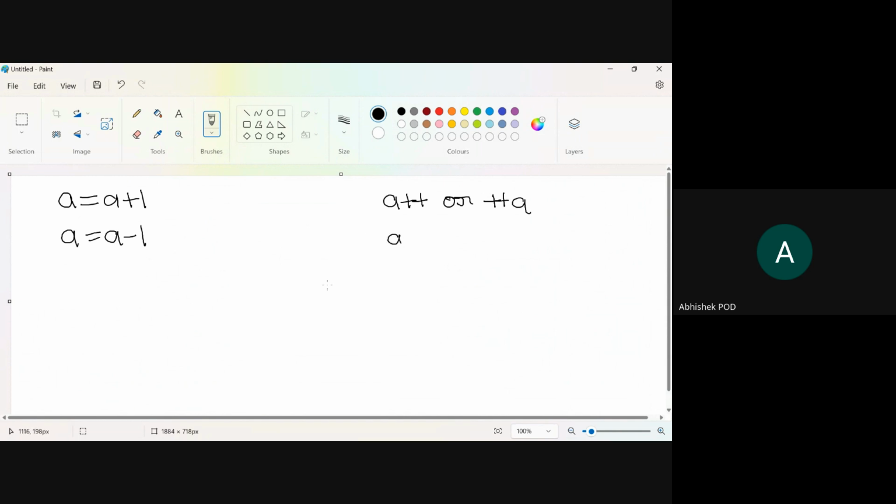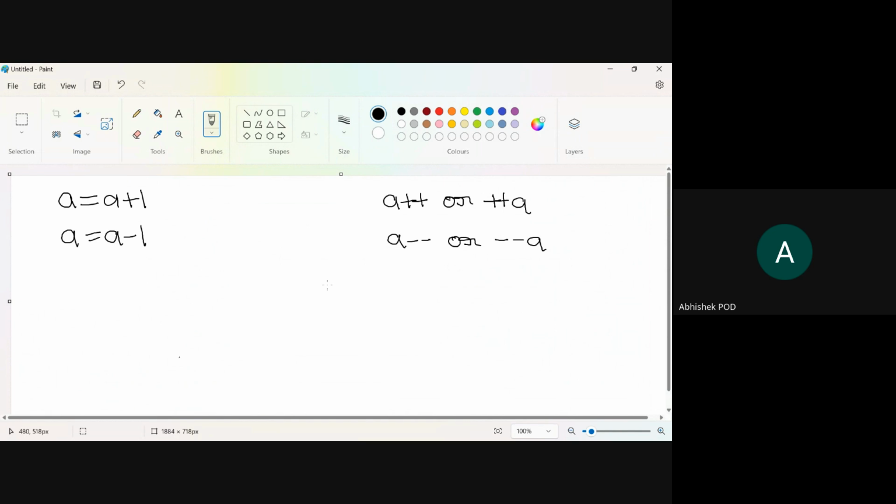Similarly, this one: a minus minus or minus minus a. A plus plus is equivalent to a equals a plus 1, and so does plus plus a. A minus minus is equivalent to a equals a minus 1, so does minus minus a. But if they both are the same thing, what is the difference? The difference is when they are used inside an expression.